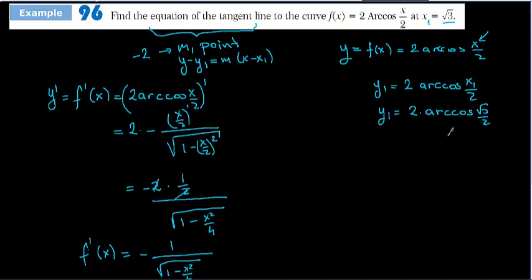Arc cosine root 3 over 2 is equal to what? We should find that one. If I say arc cosine root 3 over 2 is equal to alpha, then cosine alpha should be equal to root 3 over 2, and we know that cosine 30 is equal to root 3 over 2, so alpha is equal to 30.